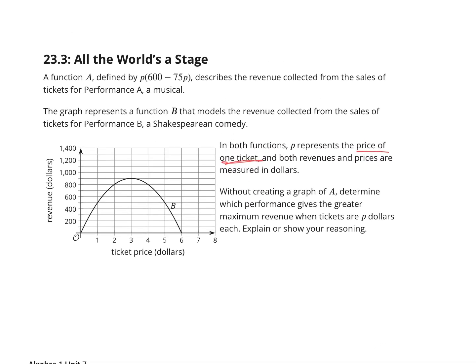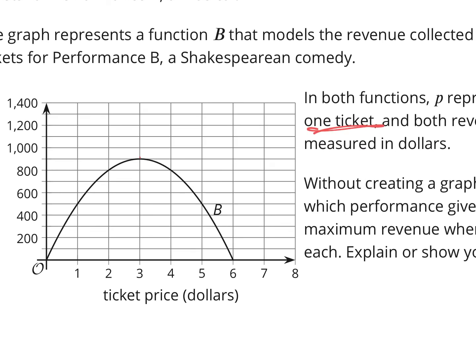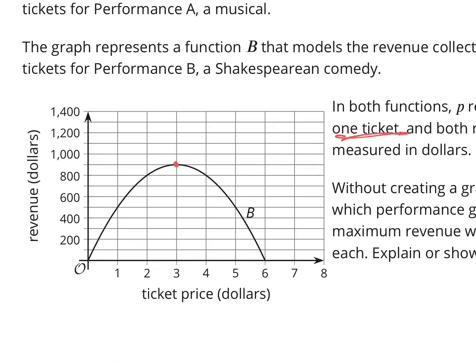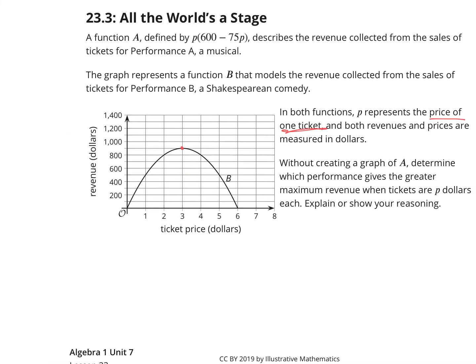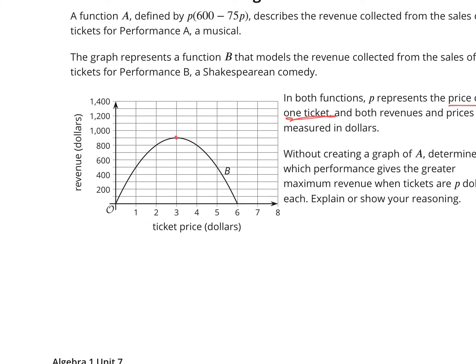So for performance B, we can quickly identify that the vertex is right here. So that tells us when the ticket price is $3, they will make $800 in revenue. Now for function A though, which is p times 600 minus 75p, this one you're going to have to do a little work to find the vertex of. So you can think about this a couple of different ways. You could try to put this in vertex form, but to be honest, putting this in vertex form is going to require a lot of work.